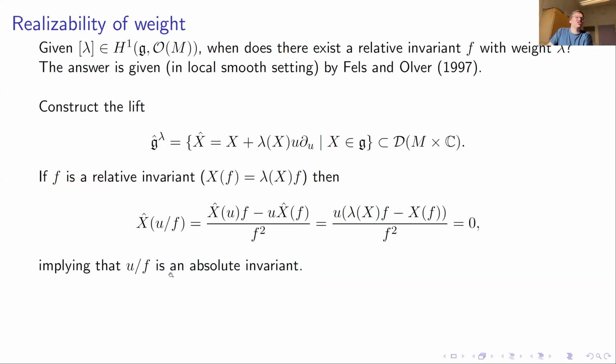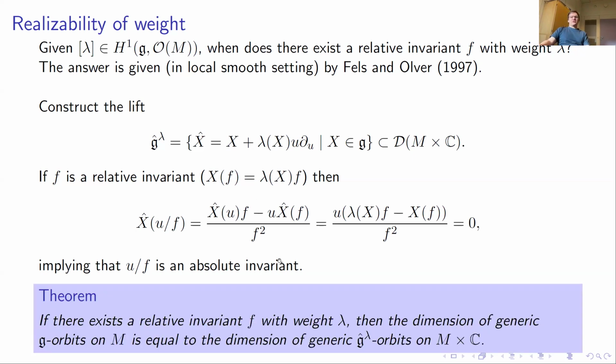So you see that u divided by F is an absolute invariant, and it's an absolute invariant that comes in addition to pullbacks of the absolute invariants on the base M. So that means that the orbit dimension, when you lift, remains the same if such a relative invariant exists. So in particular, if there exists a relative invariant F with weight lambda, then the dimension of generic G orbits on M is equal to the dimension of generic G hat lambda orbits on the trivial bundle. So this is a necessary condition. It's not sufficient in general.